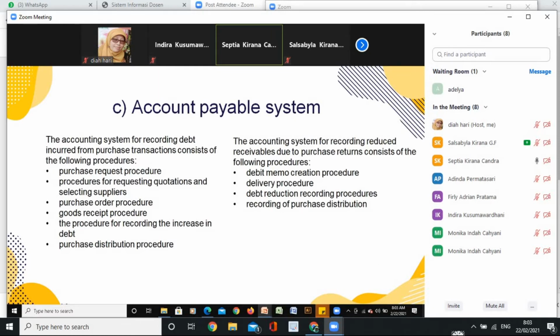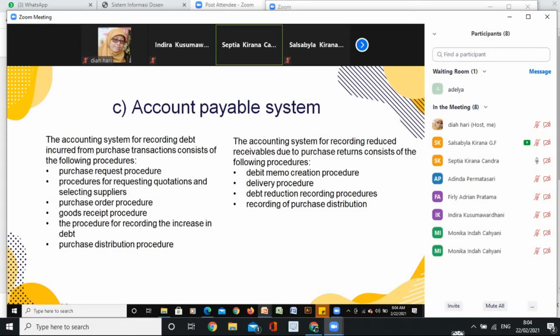The accounting system for recording debt incurred from purchase transactions consists of the following procedures: purchase request procedure, procedure for requesting quotation and selecting supplier, purchase order procedure, goods receipt procedure, the procedure for recording the increase in debt, purchase distribution procedure.